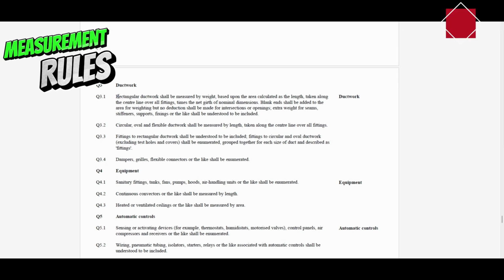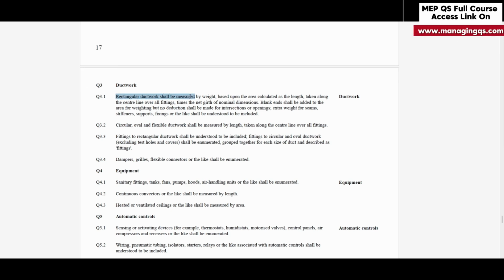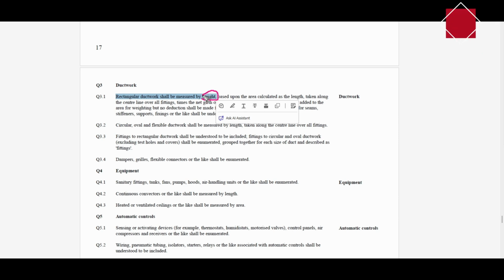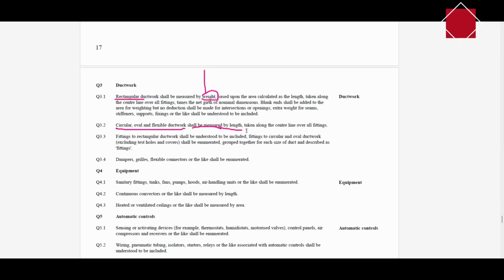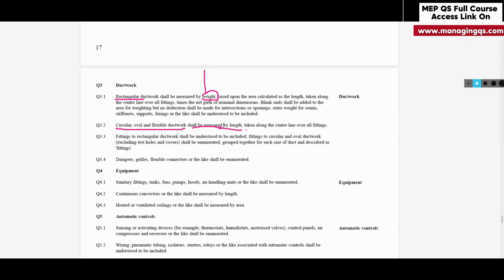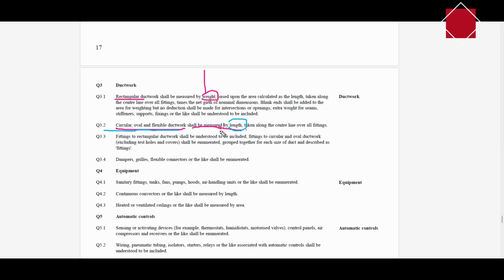Now I am going to show the measurement rules of these types of duct. The first one: rectangular ductwork shall be measured by weight. This is a very important measurement rule. For rectangular, you should remember the measurement rule is the weight. The second one: circular, oval and flexible ductwork shall be measured by length. This is another very important measurement rule. You have to remember the circular, oval and flexible duct should be measured by length based on the POMI.